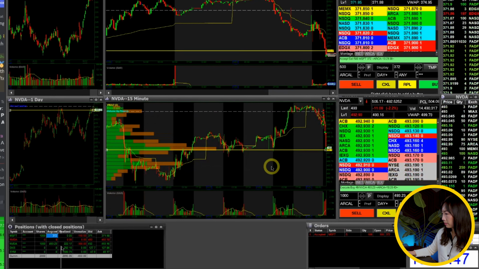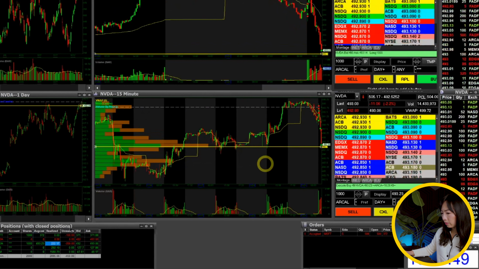And don't worry if you feel a little bit lost right now, because I'm going to be showing you step by step later in the live trading example for this buy the dip strategy.